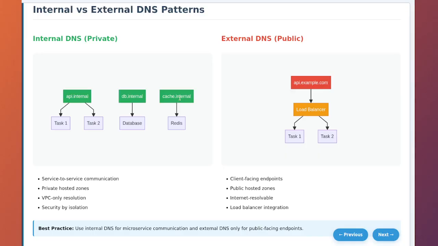External DNS on the right uses public hosted zones and is accessible from the internet. Your load balancer typically sits here, providing the public interface to your application. The key insight is that most of your services should use internal DNS for security, while only your entry points need external DNS. This creates a secure perimeter around your application.